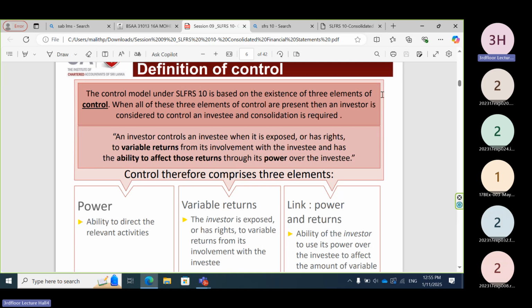The link between power and the return, and the variable returns. So then we have three evaluations here: power, variable returns, and the link between power and the return. You need to evaluate these three elements.